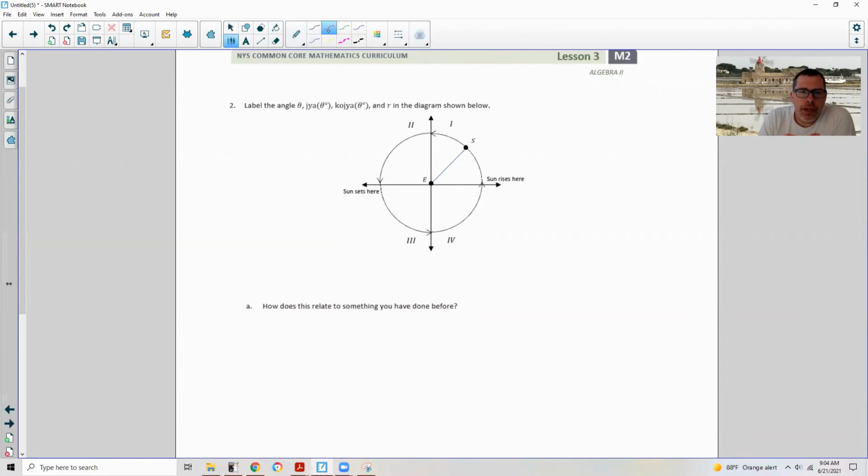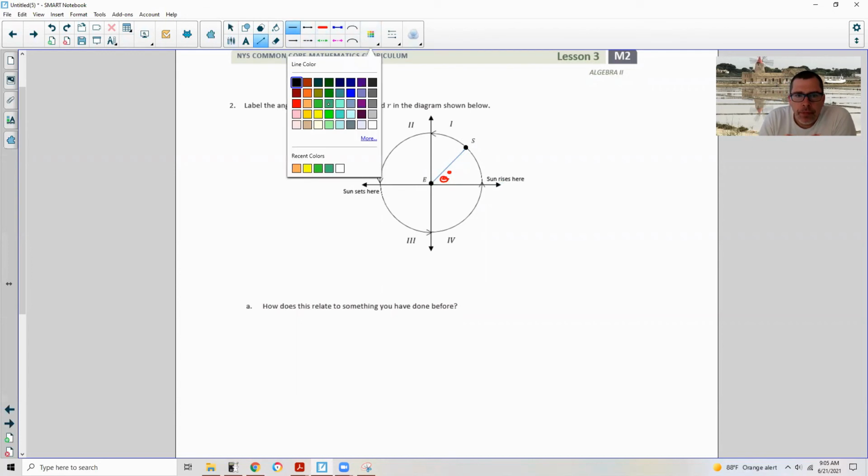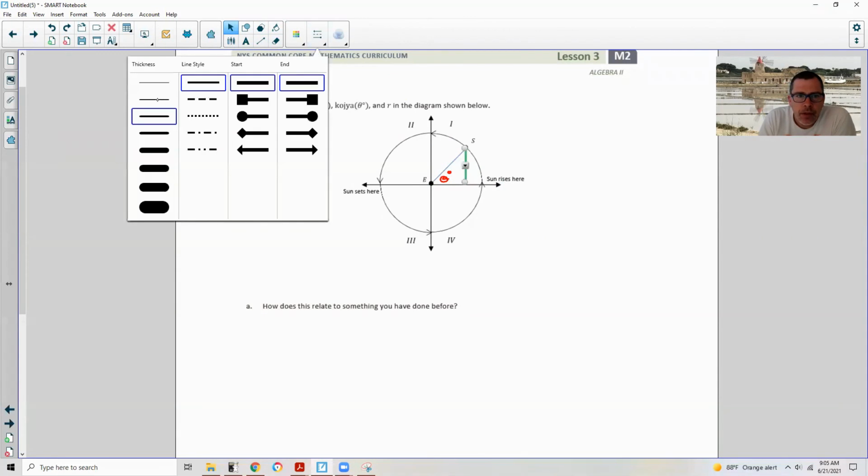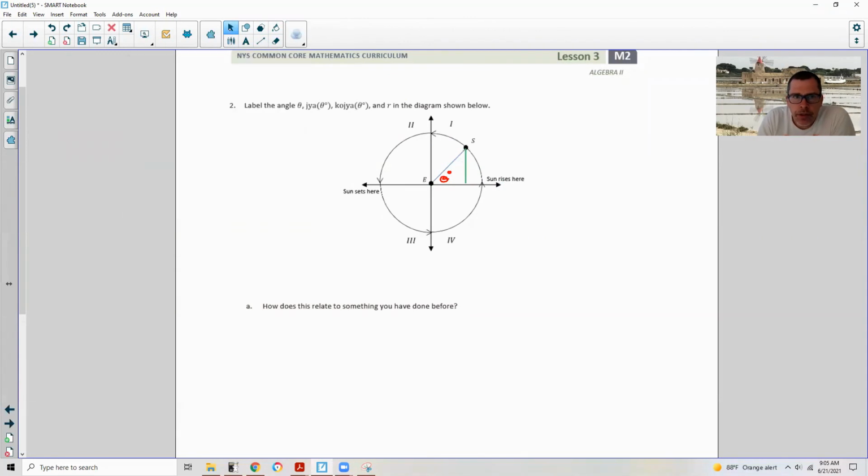And in this one, it says label the angle theta. So let's do that. So here's our angle. So this is theta degrees. Okay, so there's the angle theta. It says to label jaw theta. So let me do that in green. Okay, right here. And that's a little bit thick. Let me thin that a little. That's good right there.